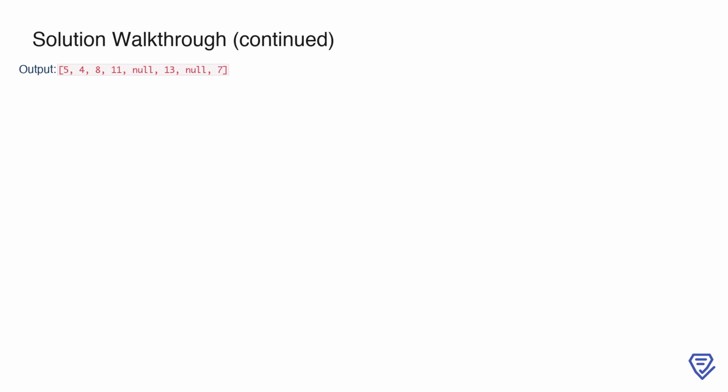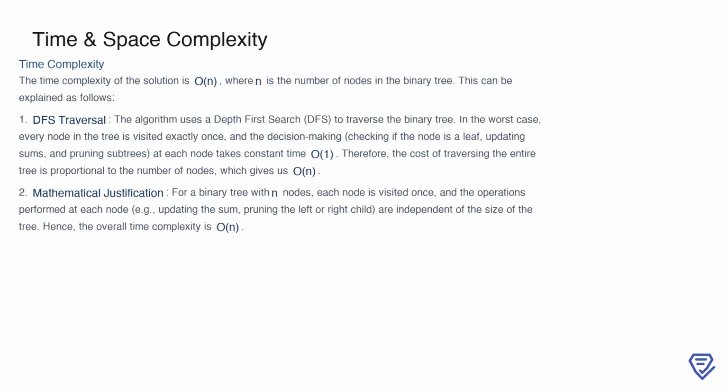while preserving valid paths. The time complexity of this solution is O(n), where n represents the number of nodes in the binary tree. This is because the algorithm uses depth-first search, or DFS, to traverse the entire tree. During this traversal, every node is visited exactly once, and for each node, the operations performed, such as determining if it's a leaf, updating the cumulative sum, or pruning subtrees, take constant time, or O(1).